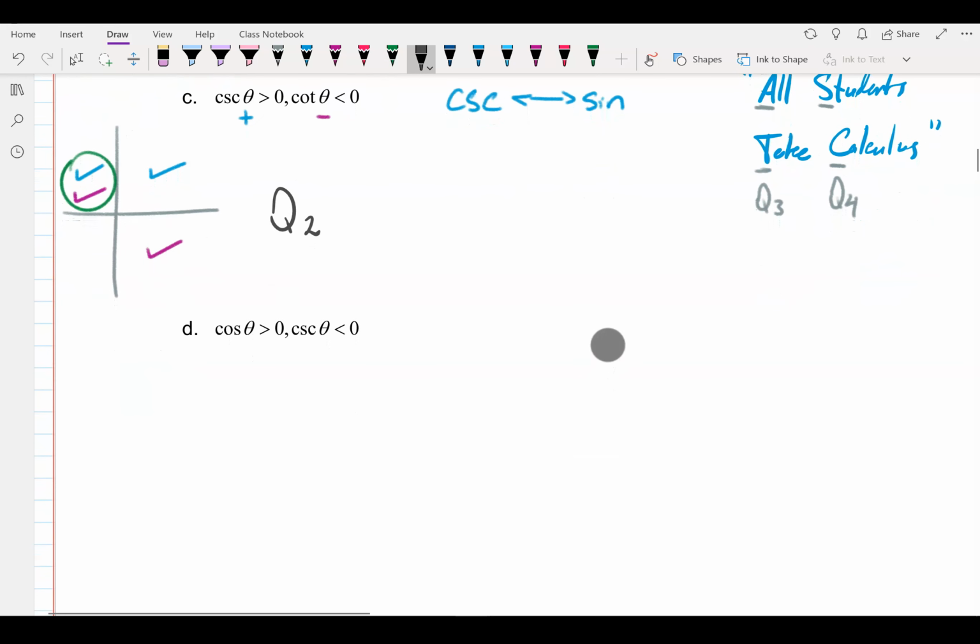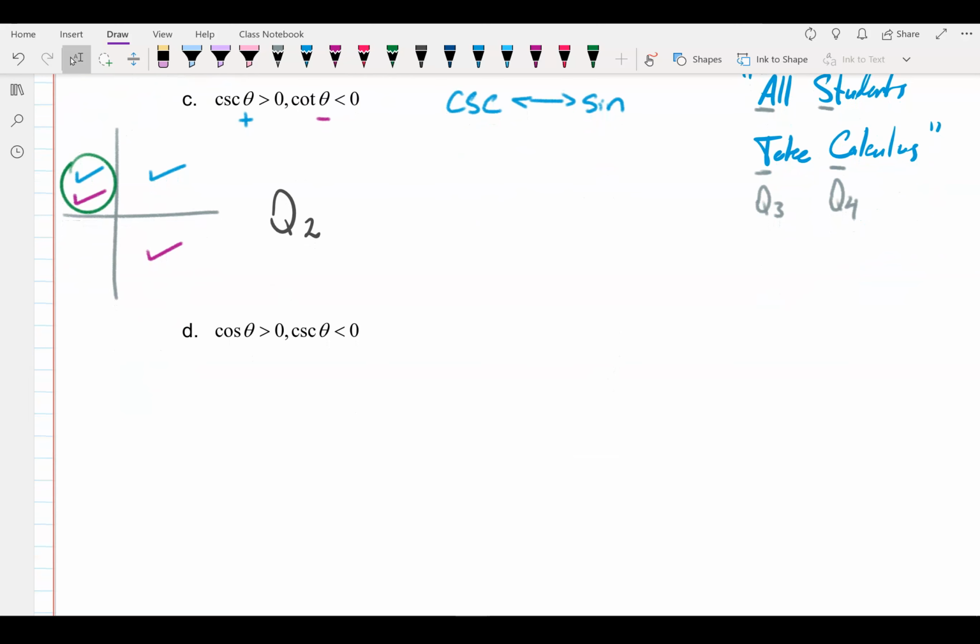For D, I recommend that you pause the video and give it a shot. So do that first, and now I'll do the answers. Cosine, positive. Cosecant of this angle is negative. Remember, cosecant goes with sine.